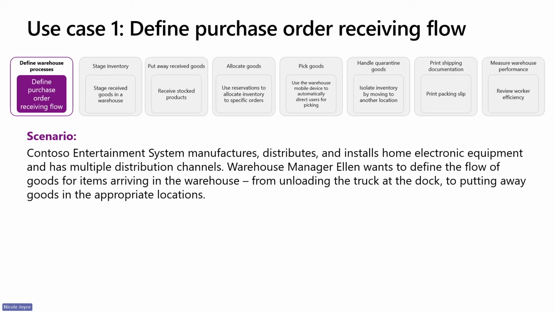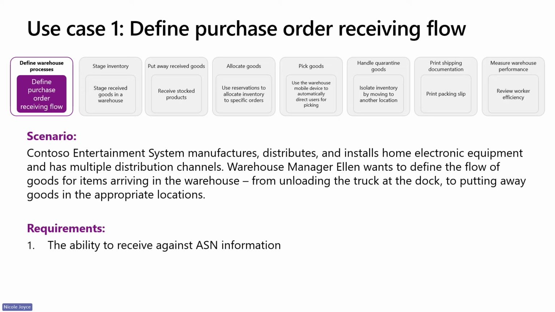So the first scenario is that we have Contoso Entertainment System, and they manufacture, distribute, and install home electronic equipment, and they have multiple distribution channels. We have a warehouse manager, Ellen, and she wants to define the flow of goods for items arriving in the warehouse, from unloading of the trucks at the receiving dock to putting away the goods in their appropriate storage locations.